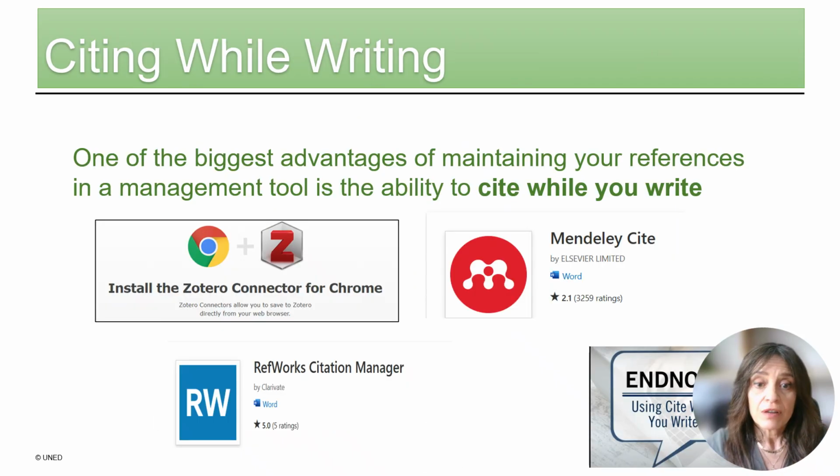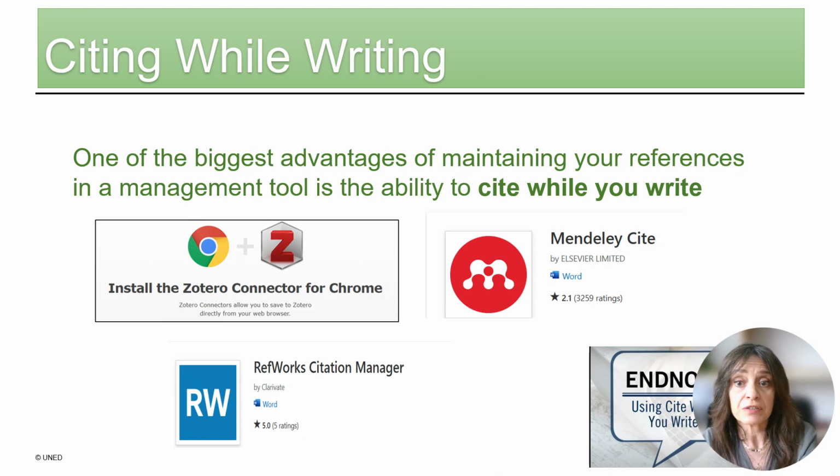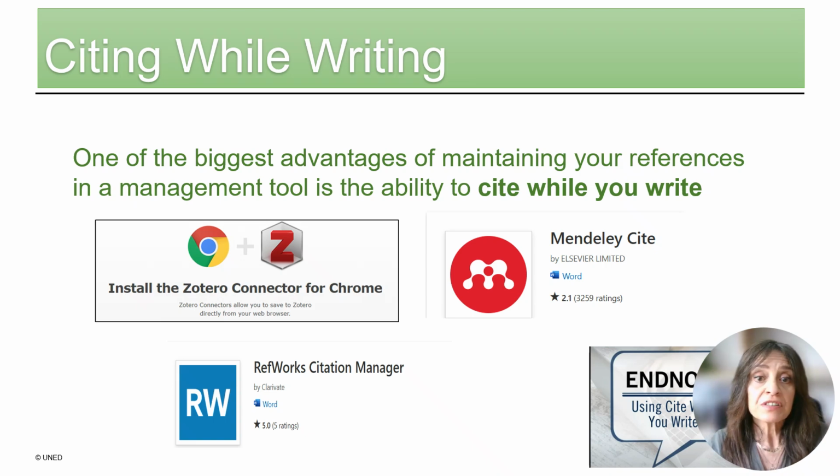Citing while writing. One of the best and biggest advantages of maintaining your references in a management tool is the ability to cite while you write. Most reference managers offer plugins for word processors, Microsoft Word, LibreOffice, Google Docs, or integration with LaTeX through Biblioteca as well. These let you insert citations from the library directly into your document. For example, if you're writing your dissertation in Word and you need to cite a paper by, for instance, Smith et al. 2020, you can use the plugin to find the reference in your library and insert it.